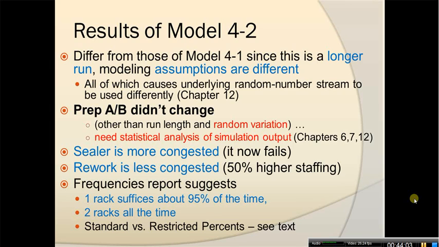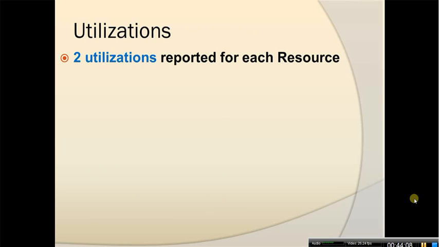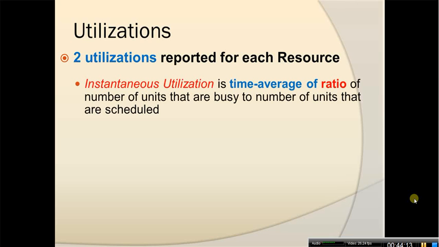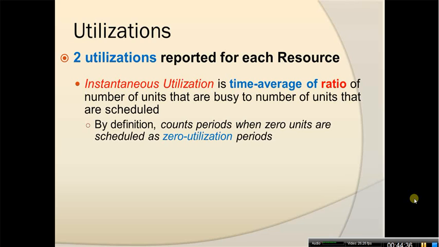So again, what I wanted to talk more about is the utilizations. There are actually 2 utilizations reported for each resource: the instantaneous utilization and the scheduled utilization. We need to be able to differentiate between those 2 types. Instantaneous utilization is a time average of the ratio of the number of units that are busy to the number of units that are scheduled. By definition, it counts periods when 0 units are scheduled as 0 utilization periods.